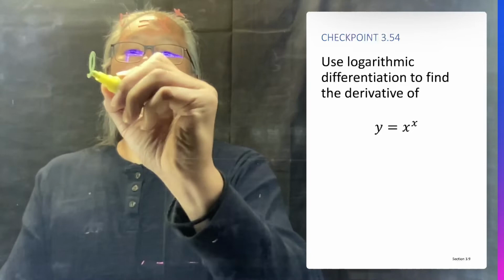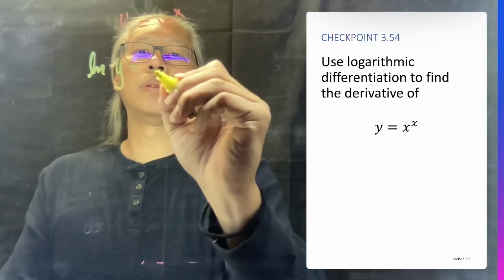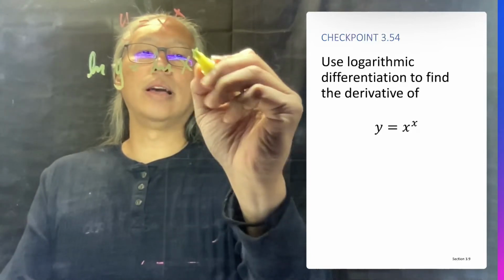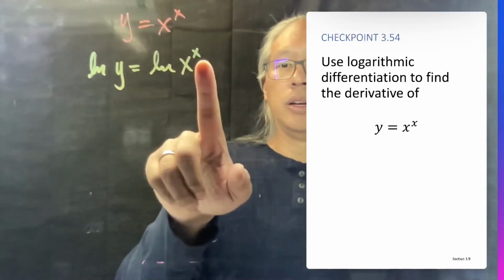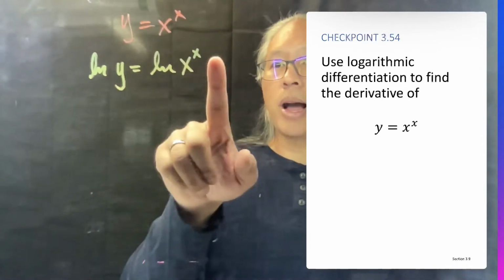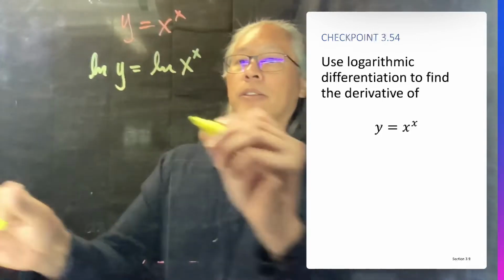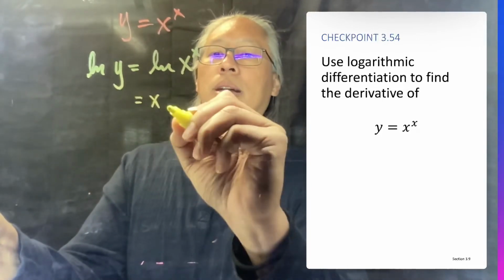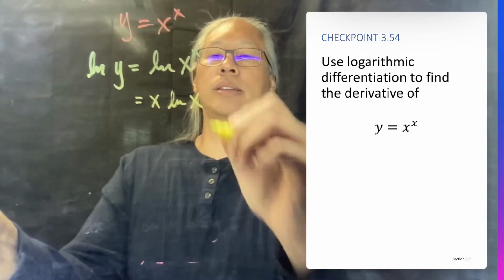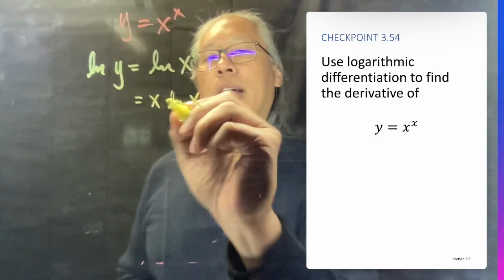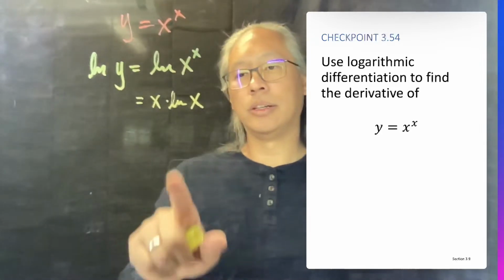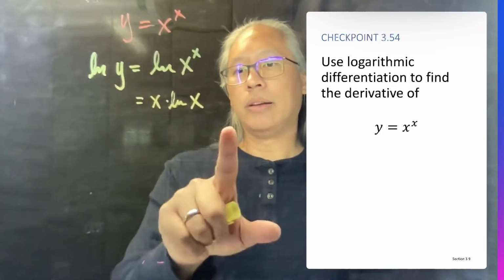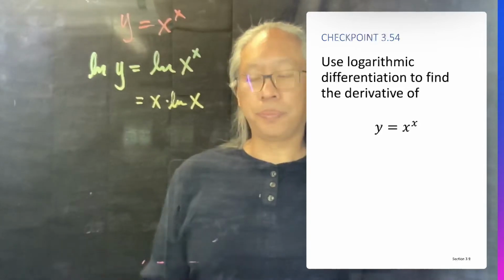So we'll take the ln of both sides. Ln of y is equal to the ln of x to the x. And immediately the logarithmic property that would be useful for us is to bring this power down. So this is going to be x times ln of x. So now instead of having this x to the x function involved in our differentiation, we brought that down, and so now it's just a product rule.